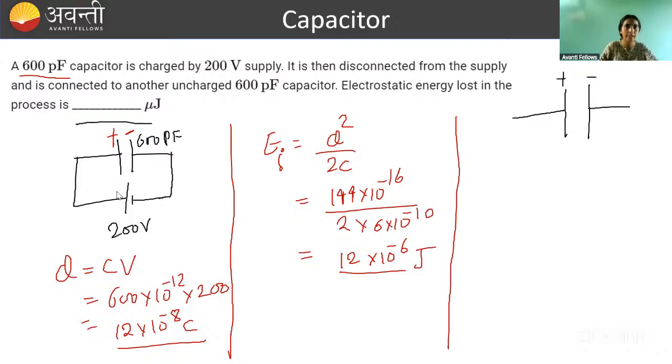So there is no battery. And then it is connected to another uncharged 600 picofarad capacitor. So again, it is getting connected to another uncharged capacitor. What will happen when you establish such a connection? क्या होने वाला है इस connection को establish करने के बाद? If you see here carefully, then what will happen?